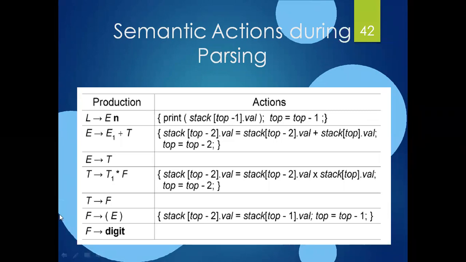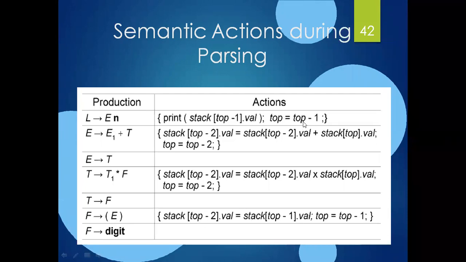That is, top minus 2 is equal to top minus 1. Right. Top minus 2 is equal to top minus 1. That is finally how I am writing it: top is equal to top minus 1. I need this one. Top is equal to top minus 1. So F is equal to E.